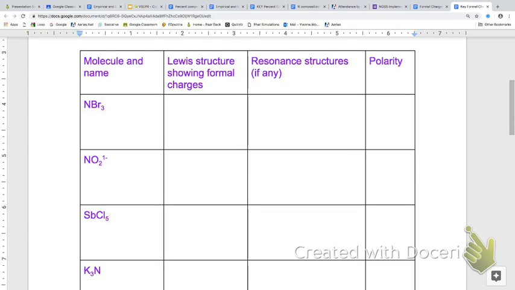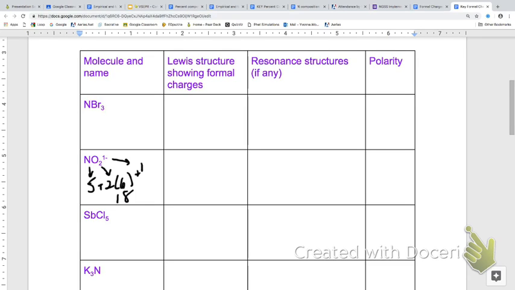Okay, let's look at the structure of a polyatomic ion. And so again, we're going to add up our electrons. Nitrogen's going to bring 5. We have 2 oxygens, each bringing 6. And then we have this extra electron due to the charge, and so that's an extra 1. So that's going to give us a total of 18 electrons.